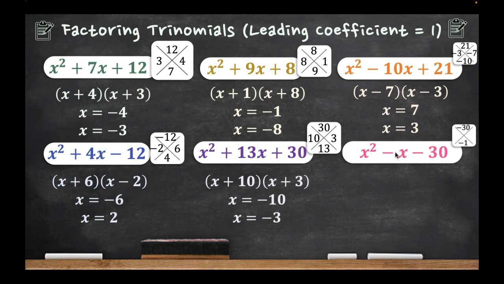So then if I know 6 and 5 give me 30, 6 times negative 5 gives me negative 30, but if I add those, I get a positive 1. So I would need a negative 6 and a positive 5. So I'll get x plus 5, x minus 6. And those are my two factors, while for my solutions, I got to take each of those factors and set it equal to 0 and solve, and I should get x equals 6 and x equals negative 5. So if I actually graph this, this function is going to cross the x-axis at 6 and negative 5.